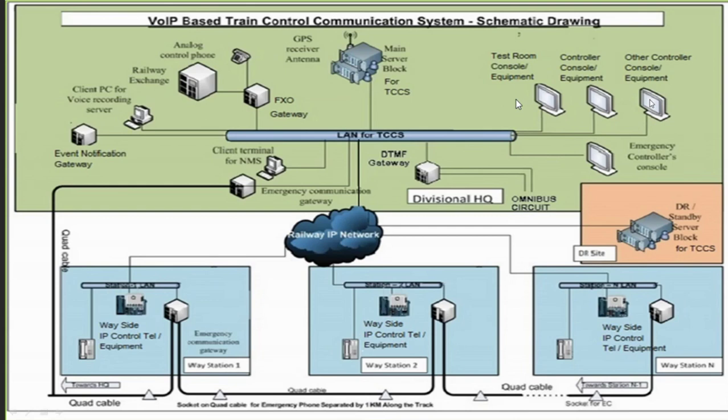Already at the initiation of this class, Gopal Rao sir told you that you will have different gateways for connecting these additional circuits. So here you have the emergency communication gateway. Here you have the exchange gateway. If you have a conventional voice logger, you will have a voice logger gateway. So different gateways will connect the existing circuit to the IP circuit through your LAN connectivity. All these will be connected to the external IP network to send it to the way stations.